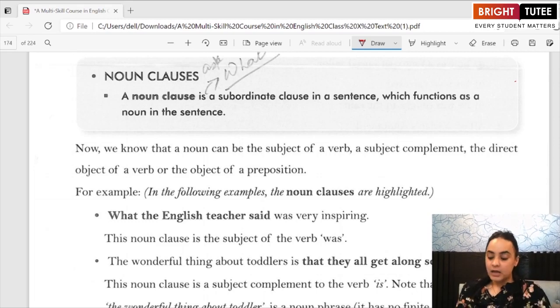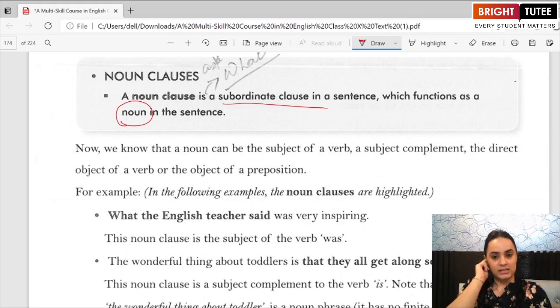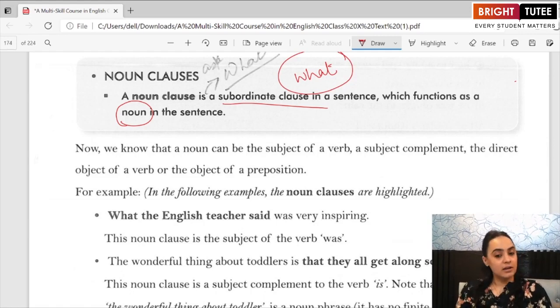So let us begin. Now, as you all can see on your screens, noun clauses are those subordinate clauses in a sentence which function as a noun. Those subordinate clauses which take the position of a noun in the sentence are known as noun clauses. Now, in order to identify a noun clause in a sentence, always ask the question what. The answer that you get to your question what is going to be your noun clause in that sentence.